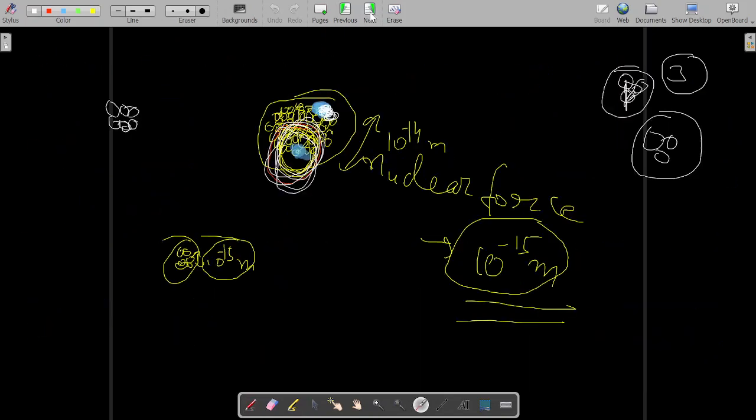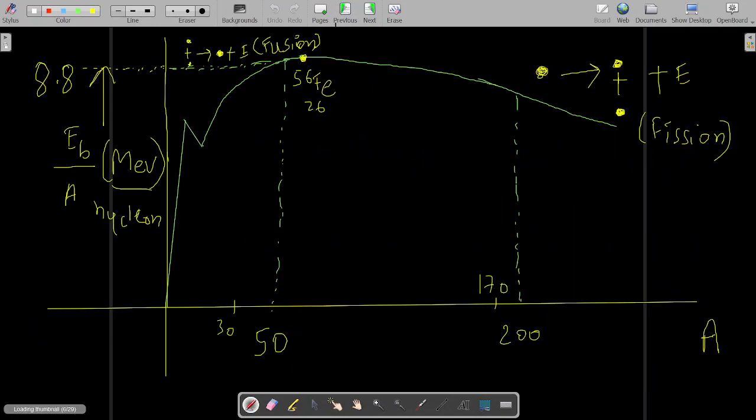But look at an intermediate nucleus. This is an intermediate nucleus. In this intermediate nucleus, the distance between the nucleons is not so large. So there will be sufficient interaction. So this intermediate nucleus will lie somewhere over here.